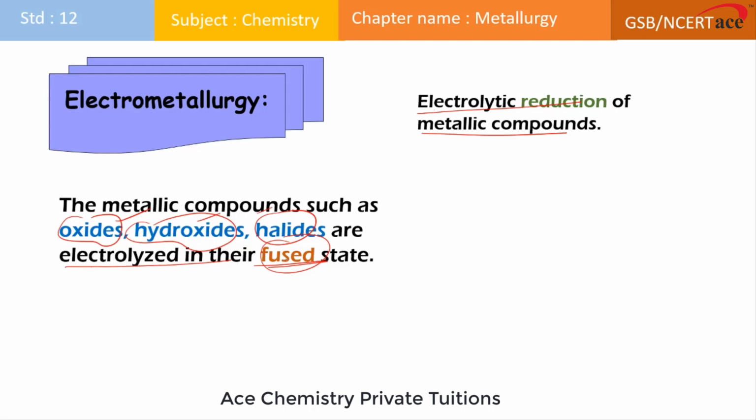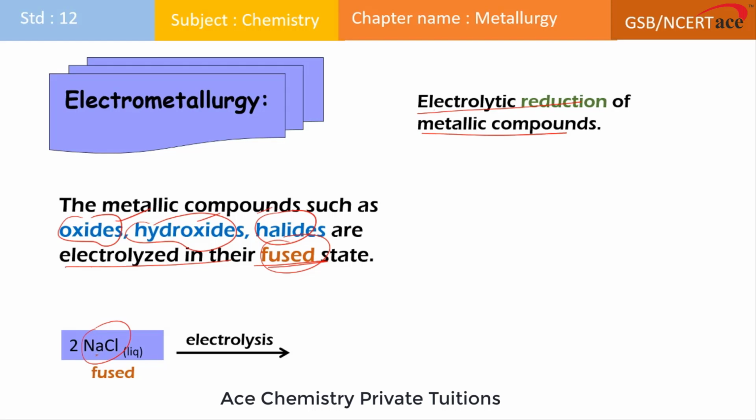The metals which are obtained here are always obtained in the pure form. They don't need to be refined again. The best example we can take is the extraction of sodium metal. Extraction of sodium metal is carried out from its salt, and the salt is sodium chloride, which is also referred to as common salt, table salt or rock salt.